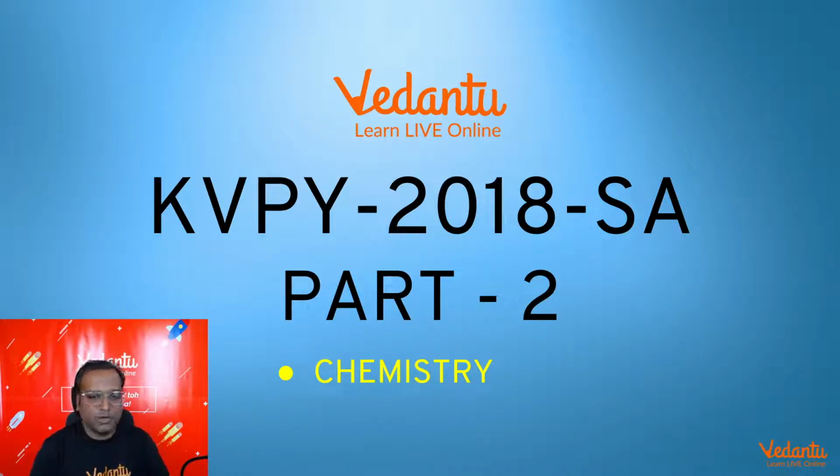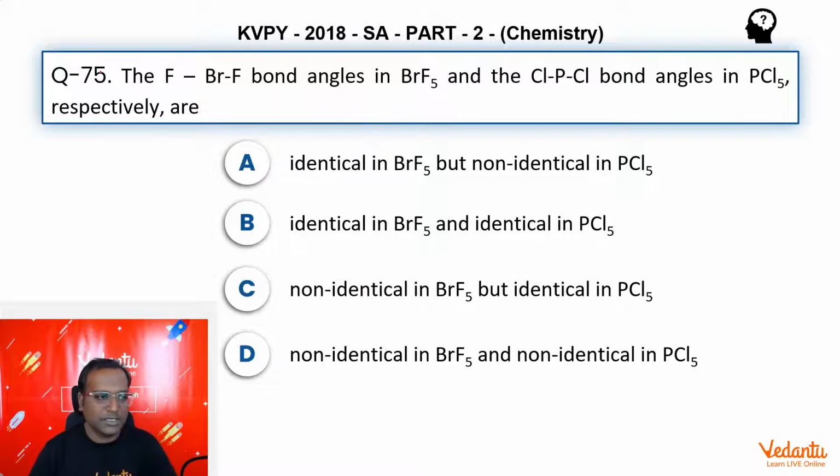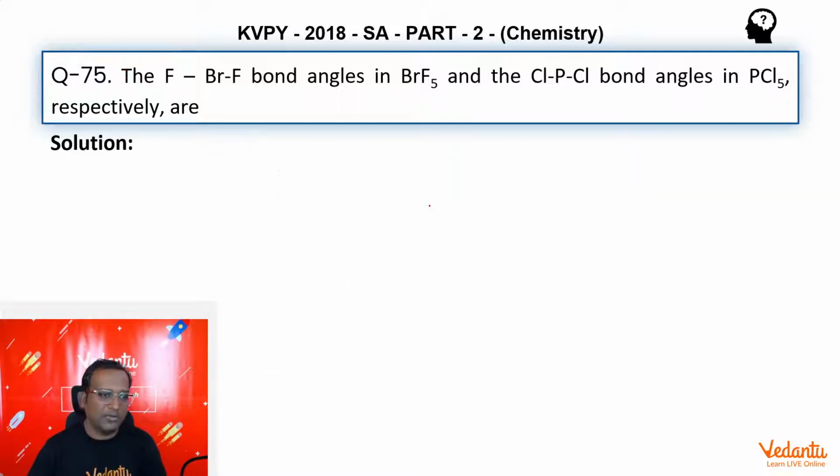Today we are going to talk about KVPY 2018 SA, 11th Standard, Part 2, Subject Chemistry, question number 75. The question talks about the F-Br-F bond angle in the BrF5 molecule and the Cl-P-Cl bond angle in the PCl5 molecule. And we have to then compare whether they are identical or not. So let's study these molecules one by one.